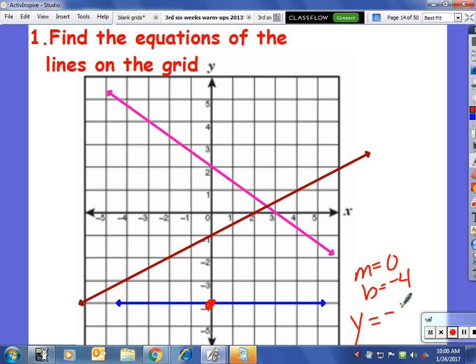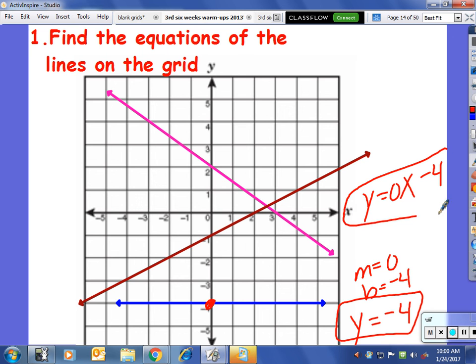How would we write the equation of this one? Yeah, we can even skip the whole 0x business, because 0 times anything is just going to be what? 0. So 0 times x is going to cancel the whole x completely out. Some people just really want to put that x in there. Is that the same thing? Yes, but I'm telling you, that's not how they're going to write the equation on a multiple choice answer. They're just going to put y equals -4. Are you okay with that?